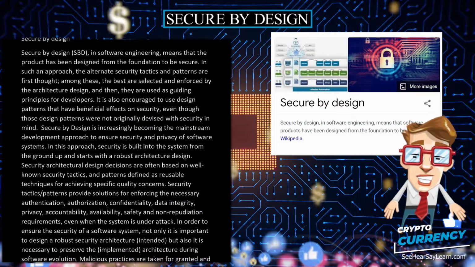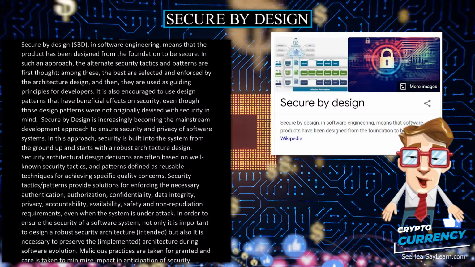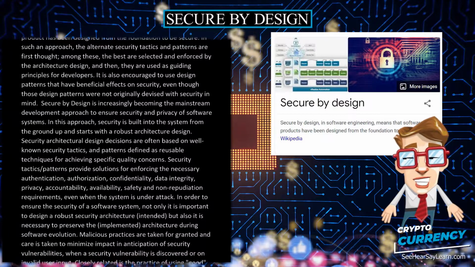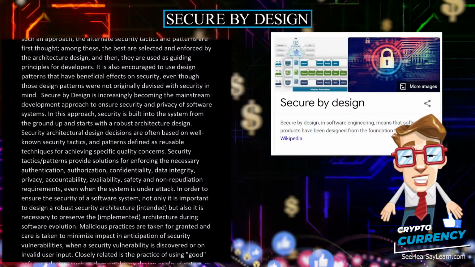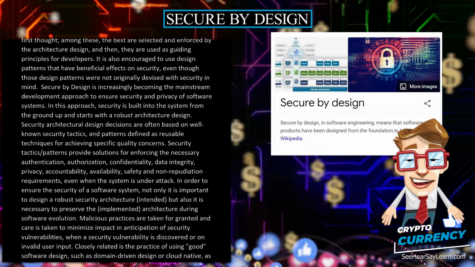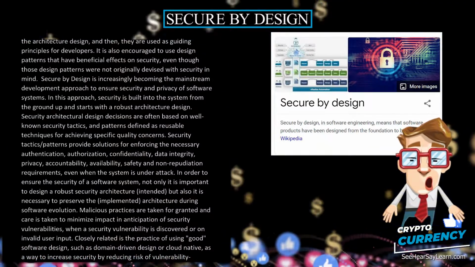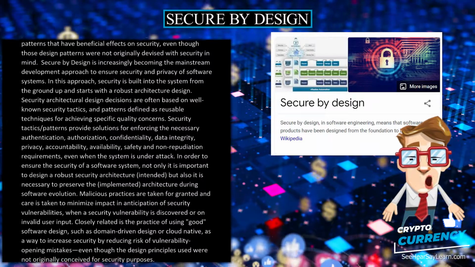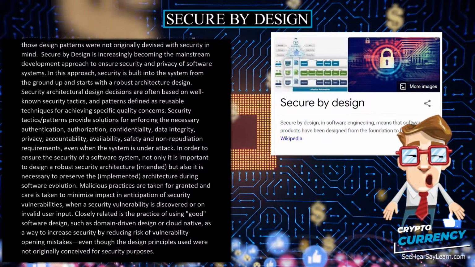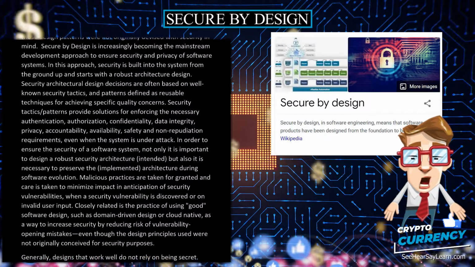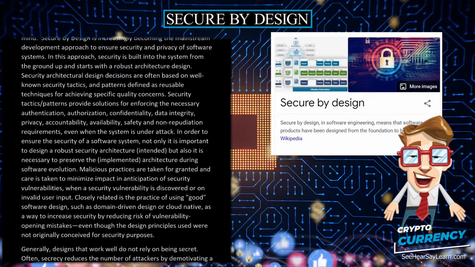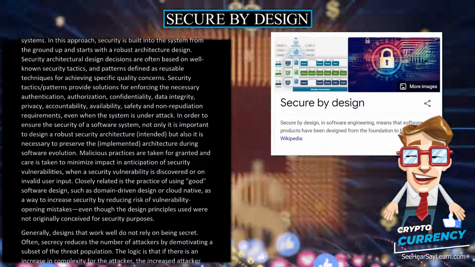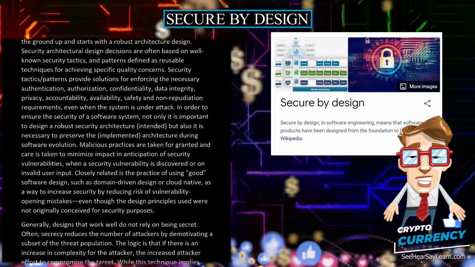Secure by design is increasingly becoming the mainstream development approach to ensure security and privacy of software systems. In this approach, security is built into the system from the ground up and starts with a robust architecture design. Security architectural design decisions are often based on well-known security tactics and patterns, defined as reusable techniques for achieving specific quality concerns. Security tactics and patterns provide solutions for enforcing the necessary authentication, authorization, confidentiality, data integrity, privacy, accountability, availability, safety and non-repudiation requirements, even when the system is under attack.